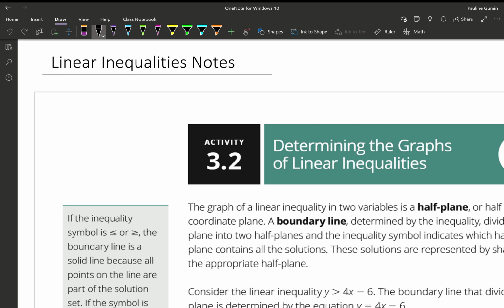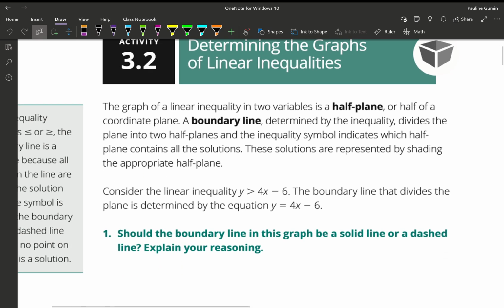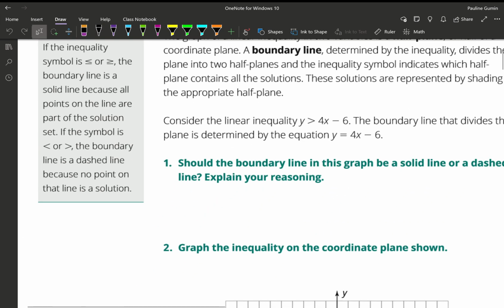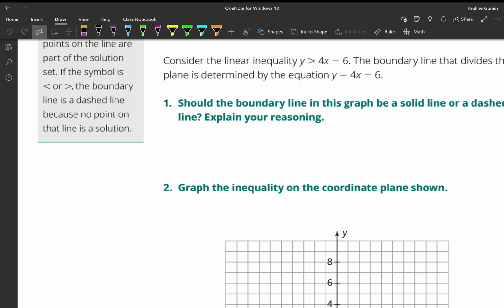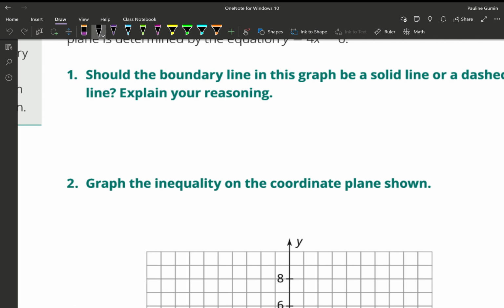Hello, and welcome to the notes for today where we are going to be determining the graphs of linear inequalities. Okay, so number one, I'm just gonna ignore the question. Let's talk about what kind of lines we have when we graph inequalities. So the kind of lines that we have are solid lines and dashed lines. We also have to shade for inequalities, and I'll show you that in a moment. But first, let's talk about the possibilities of a dashed line.